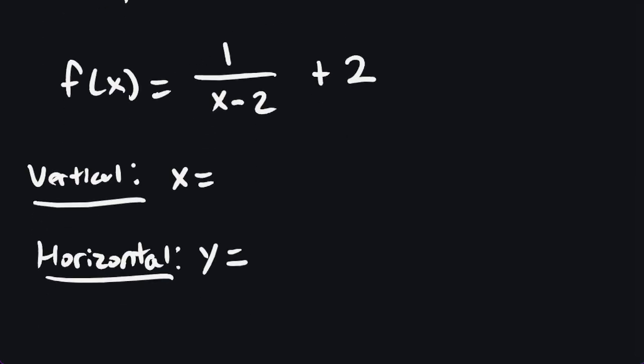And let's discuss how we're going to find the vertical asymptote. All we have to do is take a look at the denominator, where x is, so x minus 2, and we're going to set x minus 2 equal to 0. And let's go ahead and solve for x.